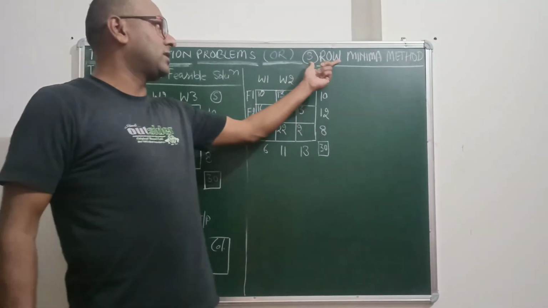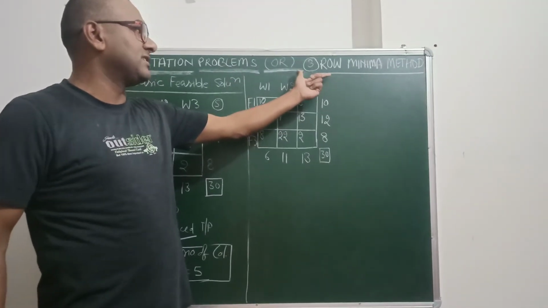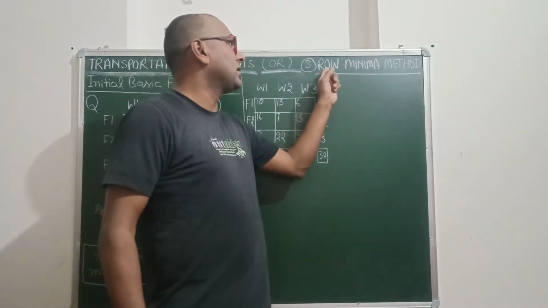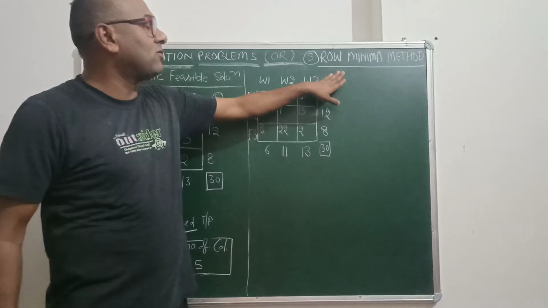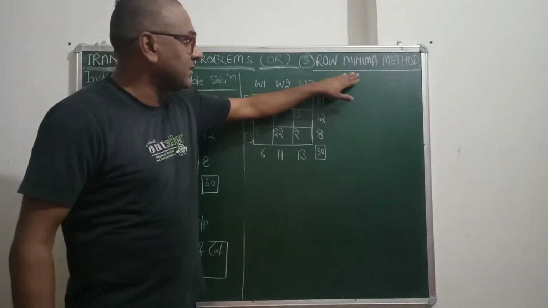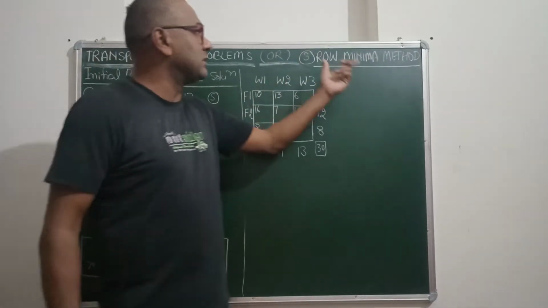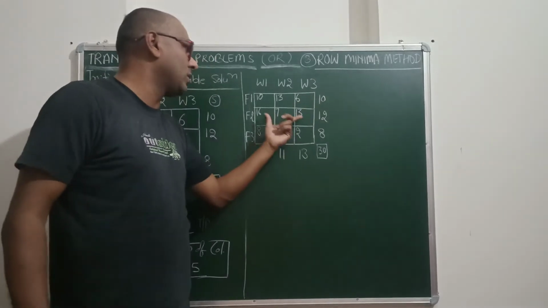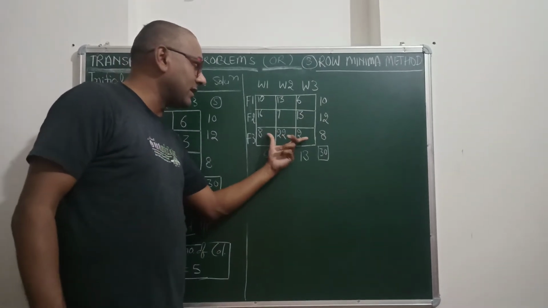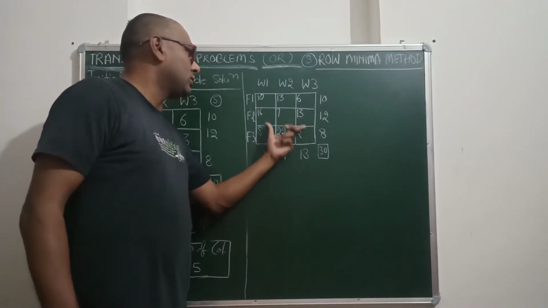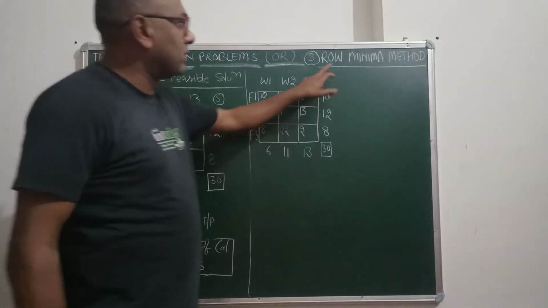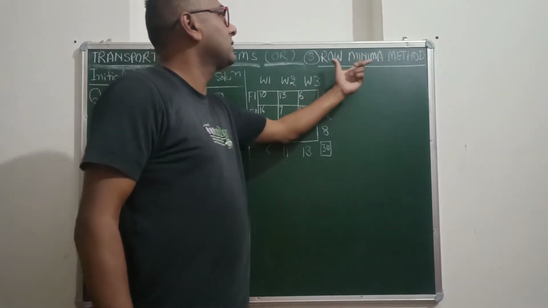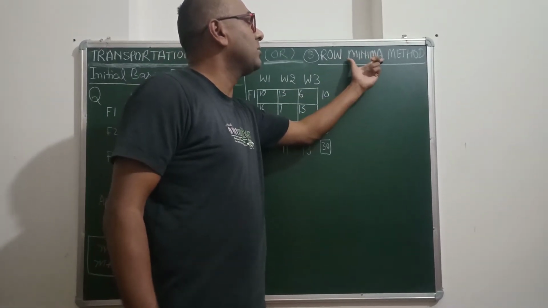Now after the lowest cost entry method, this is the third method. The name is row minima method. As the name suggests, row minima, we have to make allocation starting from the first row. After completion of all allocations of row 1, then we will proceed to row 2 and similarly to row 3 respectively. Okay, so what cell do we have to select? We select the one which has the minimum unit cost.